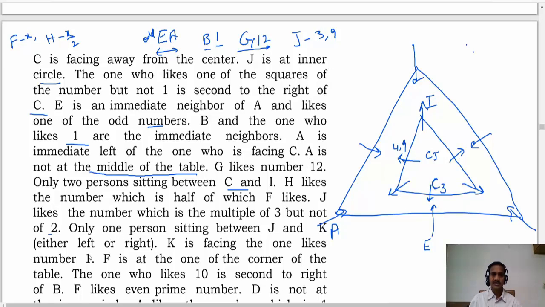One person between J and K. J కి K కి మధ్యలో 1 person ఉన్నారన్న. మనకి J ఇక్కడ ఉండాలి కాబట్టి J కి K కి మధ్యలో 1 person అంటే J or K can be at any one of these places. అవునా కదా? J or K can be in these two places. One person between J and K. K is facing the one who likes number 1. K ఎక్కడెక్కడైనా ఉన్నాడు అనుకోండి K కి ఆపోజిట్ నెంబర్ 1 రావాలి.